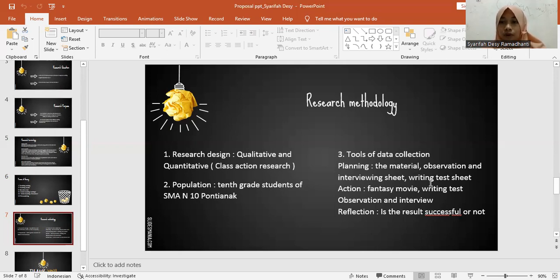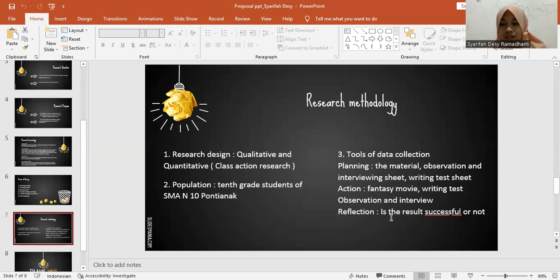After that, I will ask students to do the writing test, and the writing test is that students must rewrite what they have watched from the fantasy movie and determine the structure of the narrative text: which is the event, which is the orientation, and which is the resolution and complication. And then after that, I will do the observation of the results from the writing test and the interview. The interview asks, for example, whether there is any effectiveness while they watch the movie or while they read the short story, something like that.